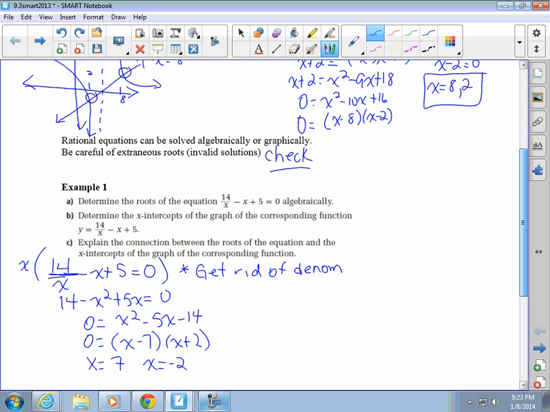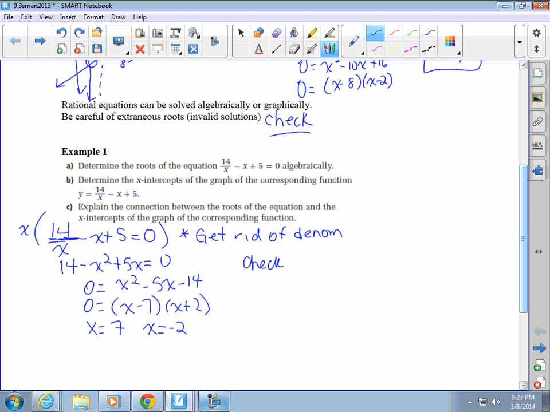I do a check. So if x is equal to 7, 14 divided by 7 is 2, minus 7 plus 5, and that needs to equal 0. 2 minus 7 is negative 5, negative 5 plus 5 is 0, so that one works.